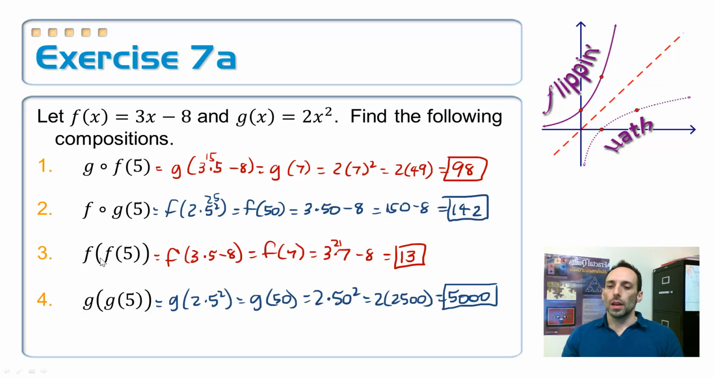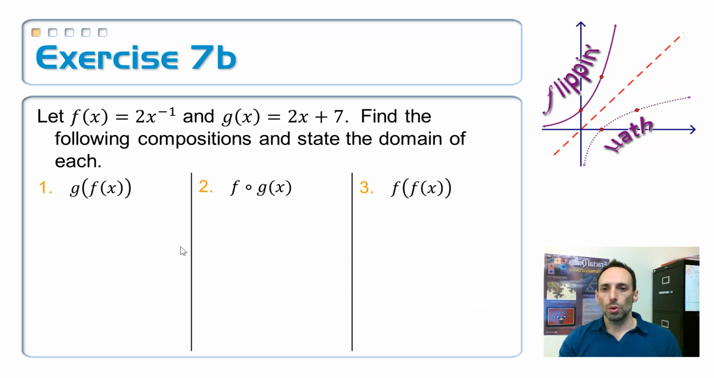Okay. And then a little bit weird, I took f of f of 5. So in other words, you stick 5 into the function f, get an answer, and then stick that answer back into the function again. You get 13. Do the same thing with the g of x function. G of g of 5, get an answer, stick it back into g, and you get 5,000. Interesting.